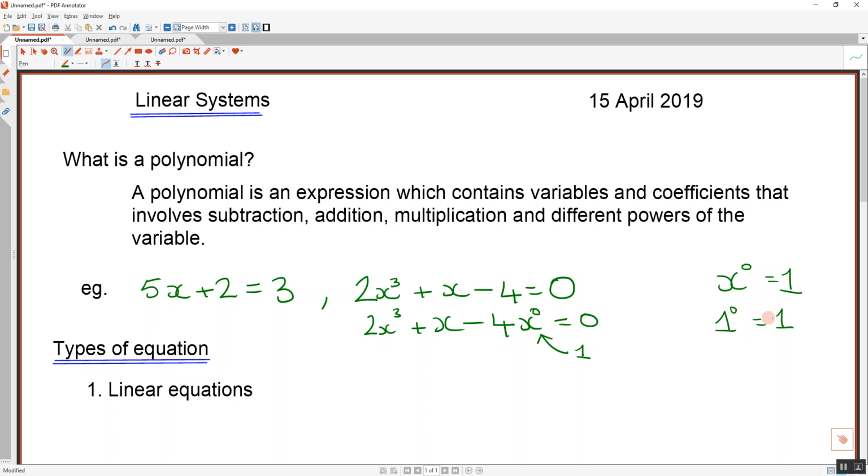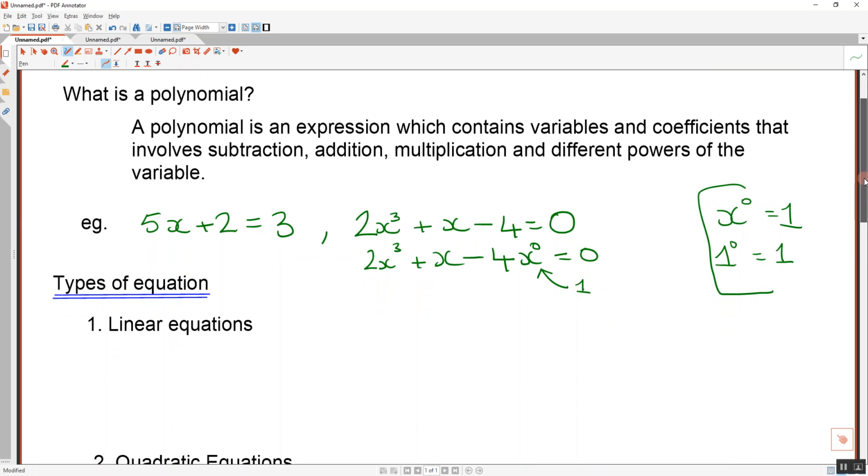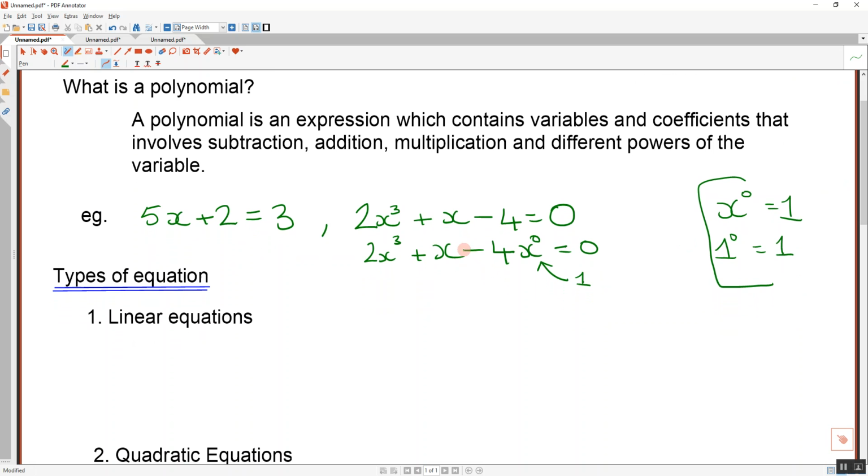Any number to the power of 0 is 1. I'm confused again. Neil's question: are these things expressions? No, these are actually equations, plus twos. But they're still polynomials, okay? So it's expression or equation.